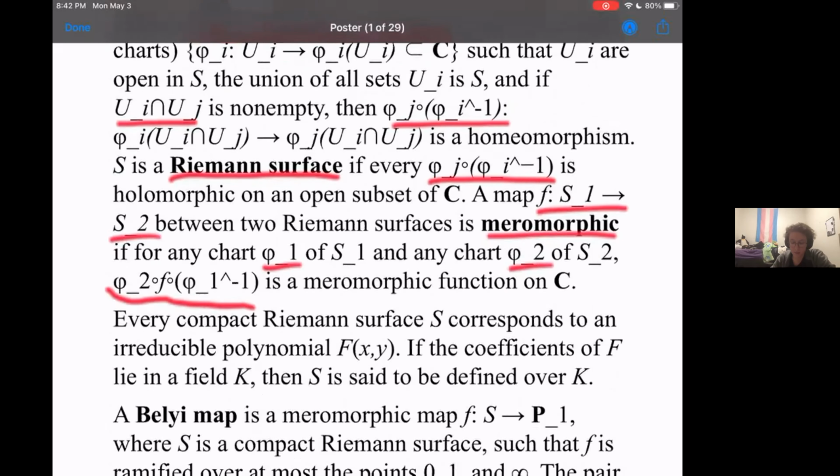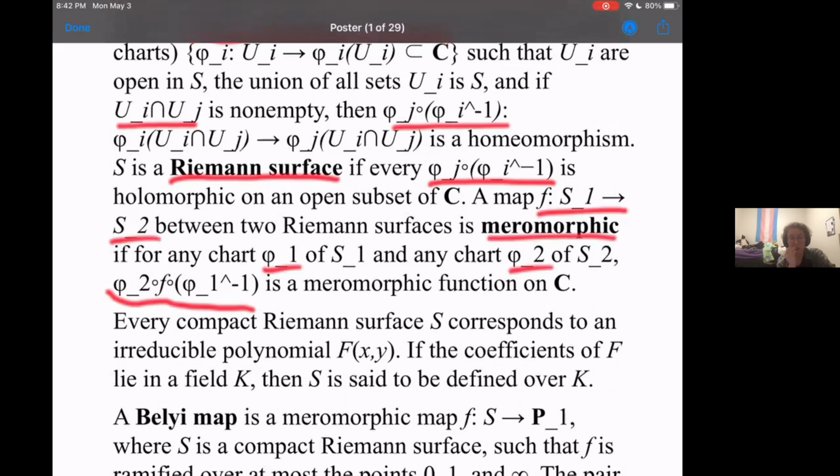All right, an important fact to know about Riemann surfaces is that every compact Riemann surface, and we're going to mostly be dealing with compact Riemann surfaces here, corresponds to some irreducible polynomial f of x, y. An important vocabulary term is that if the coefficients of this polynomial lie in a field K, then our Riemann surface S is said to be defined over K.